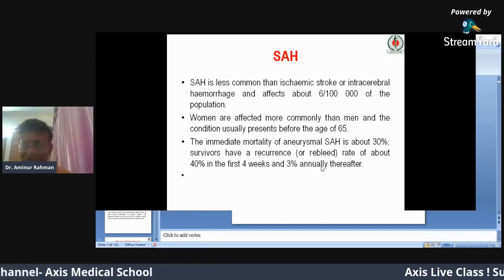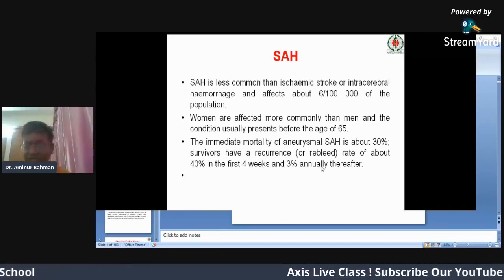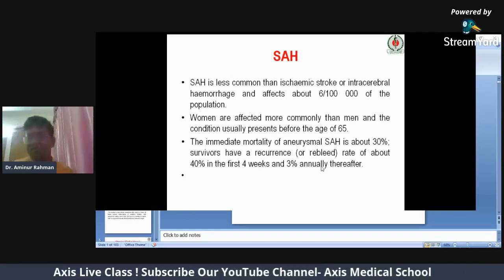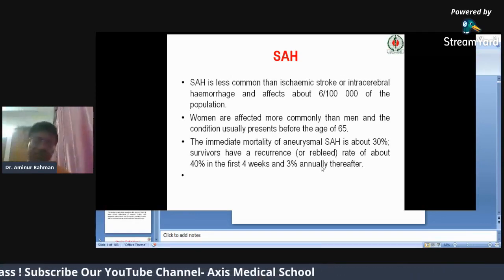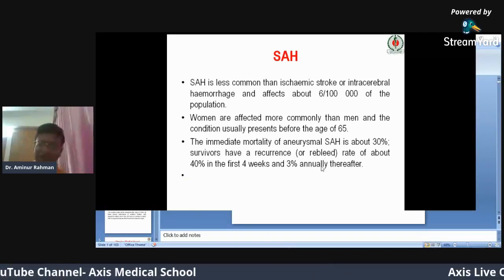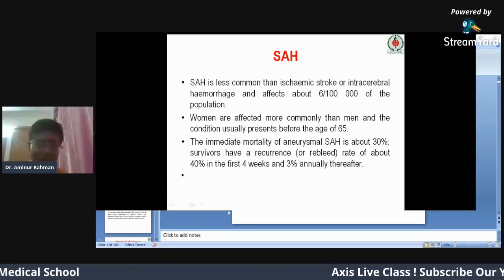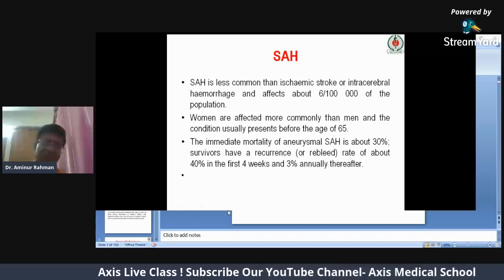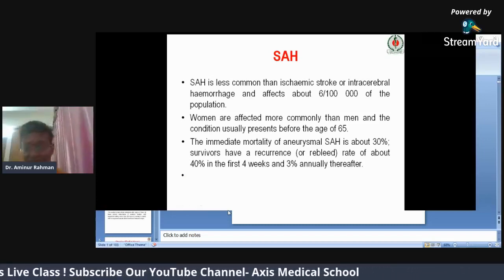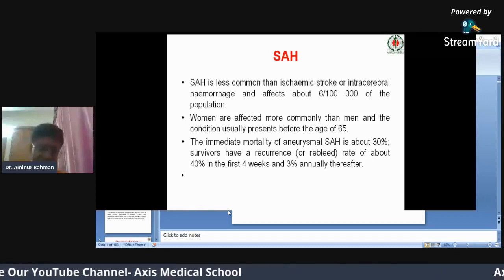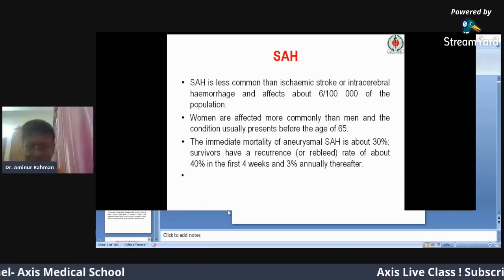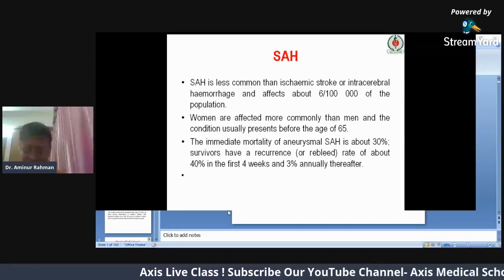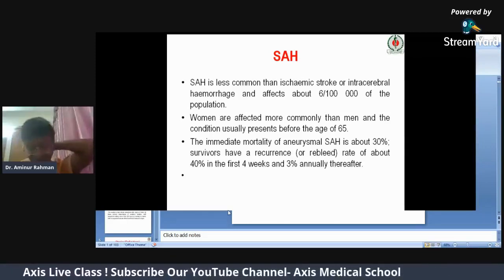Subarachnoid hemorrhage is less common than ischemic stroke and intracerebral hemorrhage, affecting 6 per 100,000 of the population. Women are affected more commonly than men, and the condition is usually present before the age of 65 years. The immediate mortality of aneurysmal subarachnoid hemorrhage is 30%, and the rebleed rate is about 40% in the first weeks and 3% annually thereafter.